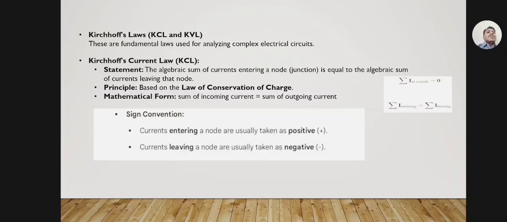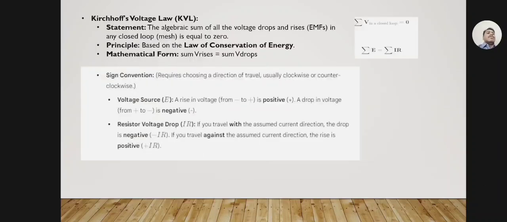The sign conventions: currents entering a node are usually taken as positive and currents leaving a node are usually taken as negative. This is a very important concept while you solve any kind of numerical based on KCL and KVL.